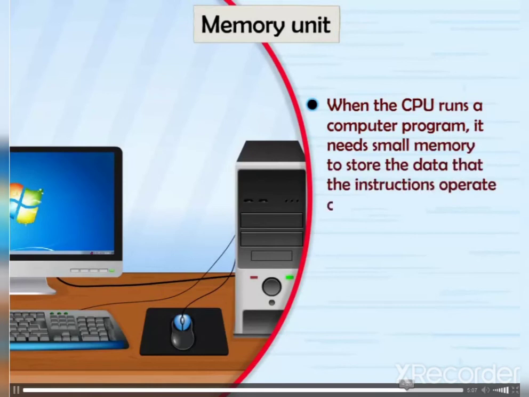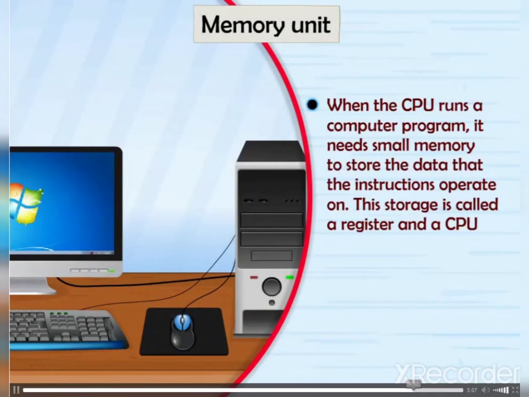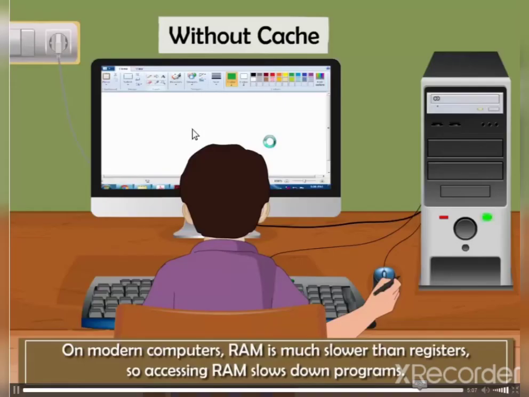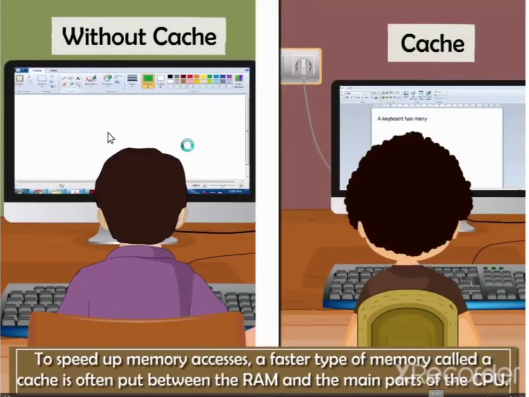When the CPU runs a computer program, it needs small memory to store the data that the instructions operate on. This storage is called a register, and a CPU usually has many registers. On modern computers, RAM is much slower than registers, so accessing RAM slows down programs. To speed up memory accesses, a faster type of memory called a cache is often put between the RAM and the main parts of the CPU.